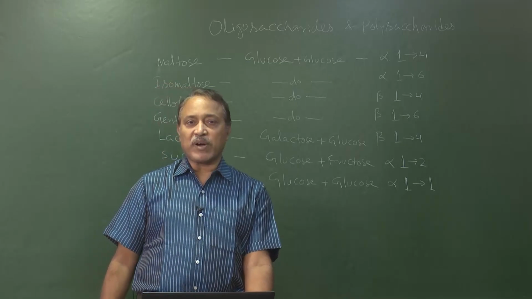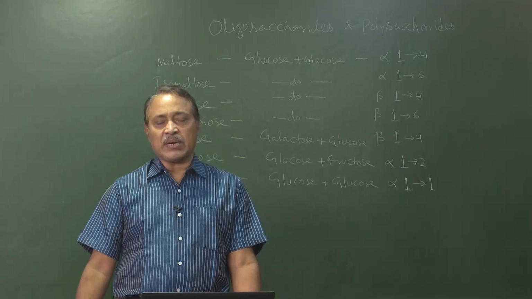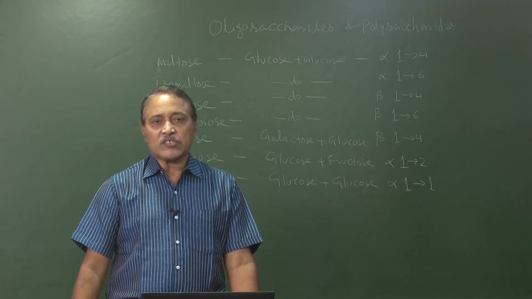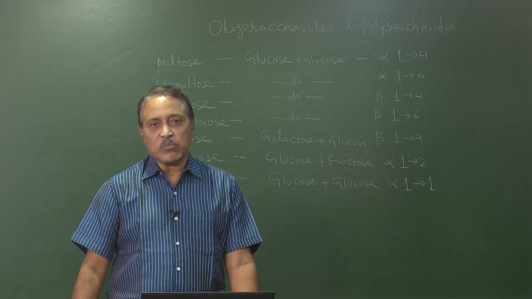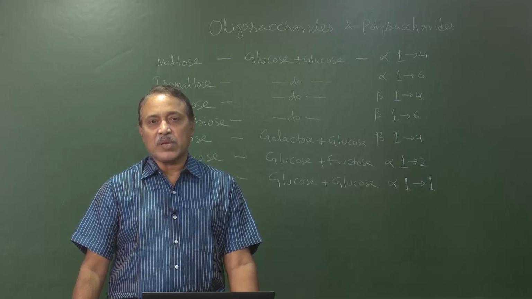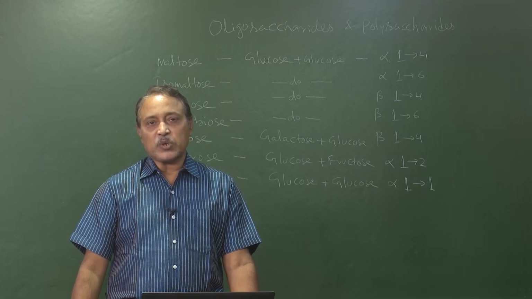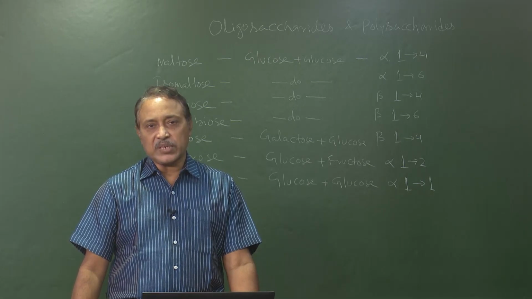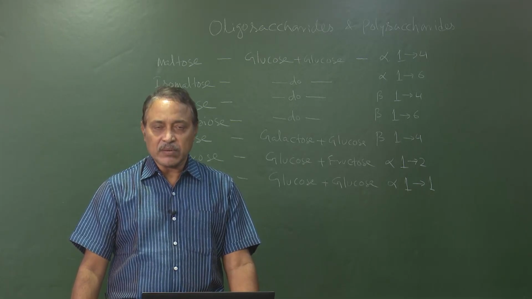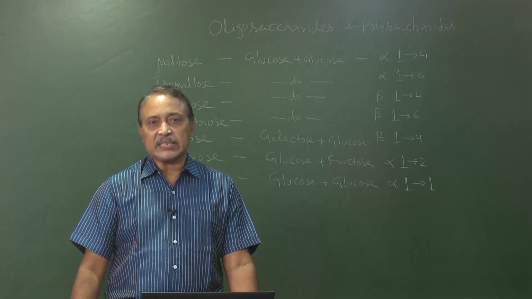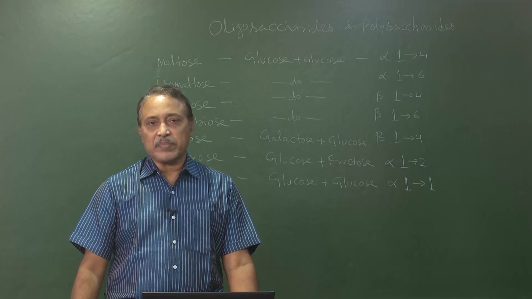Oligosaccharides are mostly found in nature attached to a glycoconjugate. Most of the time they are found attached to a glycoconjugate, that means either a proteoglycan or a glycoprotein. We will come to that later on, what they are. But we find mostly oligosaccharides in association with them.